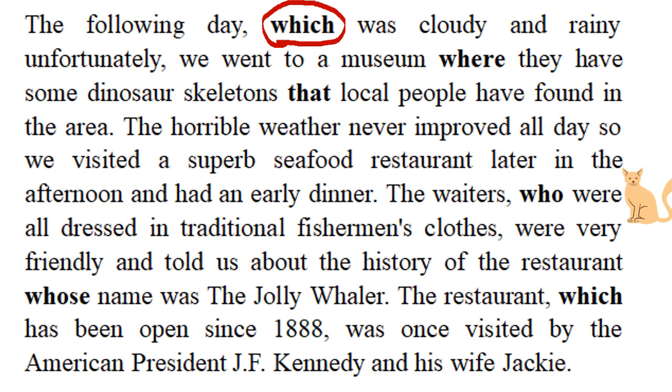Okay, let's go on. We went to a museum where they have some dinosaur skeletons. "Where" here is another relative pronoun, and it refers to the place, museum. Go on. They have some dinosaur skeletons that local people. So here's another relative pronoun. It refers to dinosaur skeletons. Local people have found in the area.